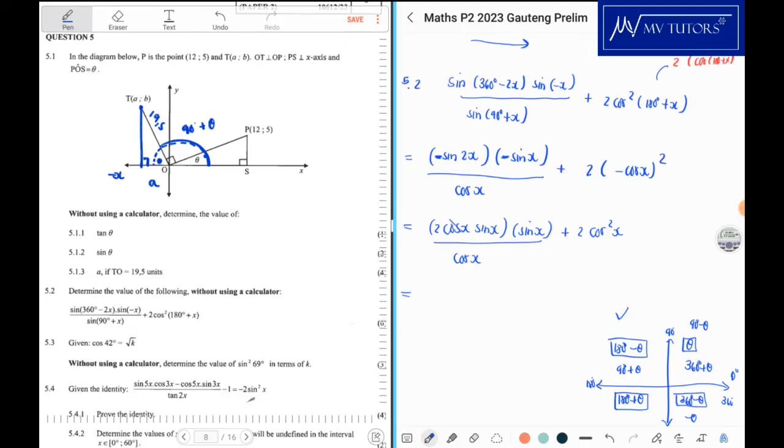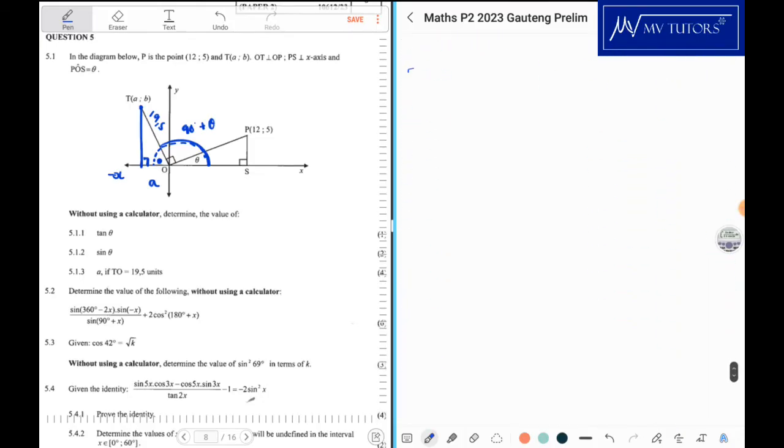Now I can cancel out the cosines, and I have 2 sine squared x plus 2 cos squared x, which is great. If I take out the 2, I'm left with sine squared x plus cos squared x. And I know that that's an identity that's equal to 1. So my final answer then is 2.